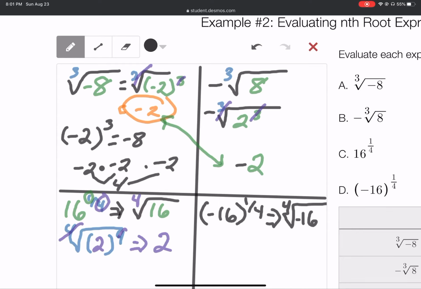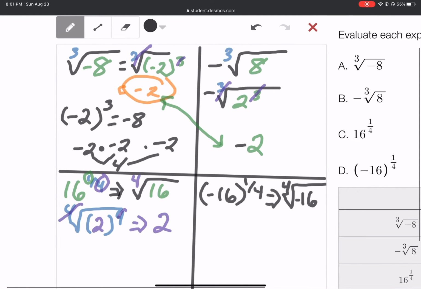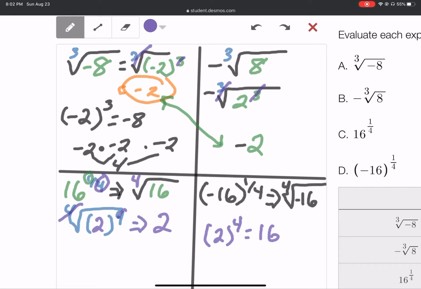All right. So then we're looking for a number that's raised to the power of 4 gives us a negative 16. Now, initially we would say, well, 2, right? 2 to the power of 4 will give us 16. But we're looking for a negative 16. So then our next possible guess would probably be negative 2.